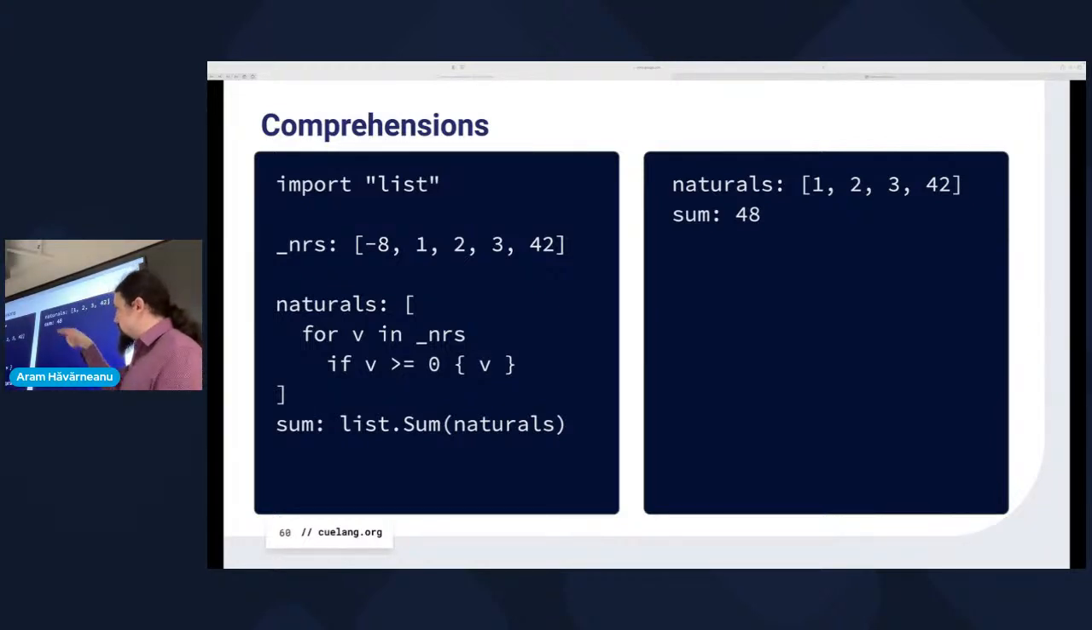So basically, we have the original list of numbers. We generate this way a new list of numbers called naturals. You can see over here are only the positive ones, and then down there we compute their sum.